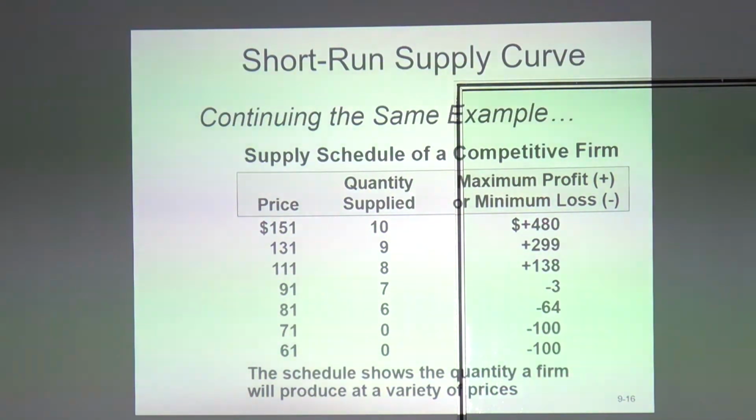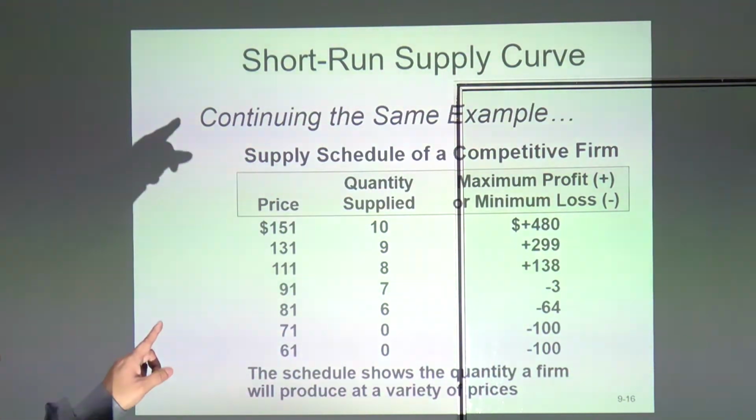If the price is 91, the firm would produce 7 units. If the price is 81, as we have seen earlier, the firm would produce 6 units. If the price is 71, then the firm would not produce anything. So any price below 71, the firm will not produce. The firm will only produce from $81 of market price onwards.